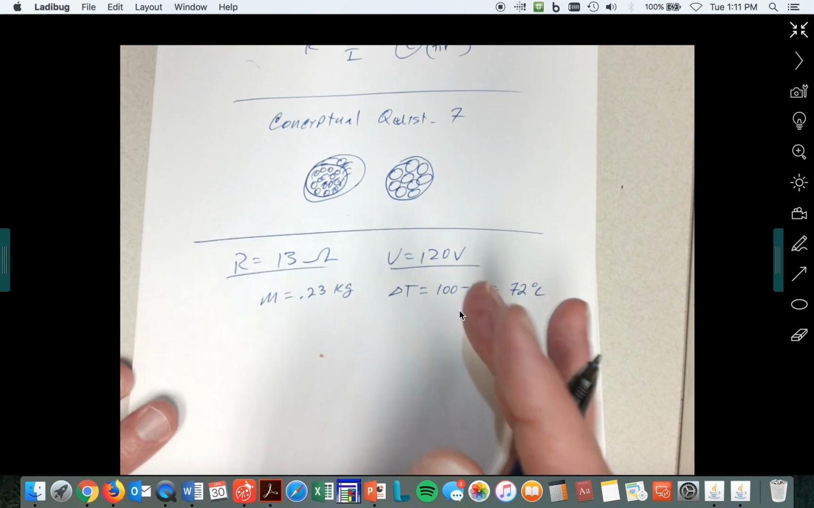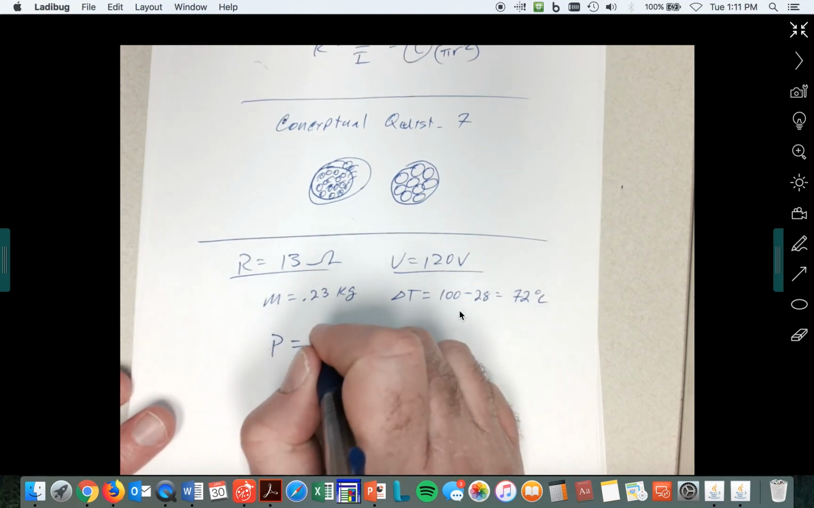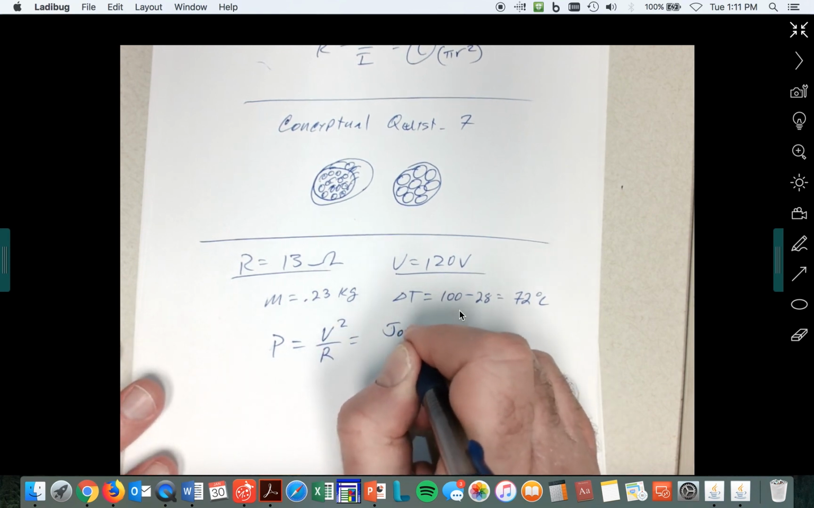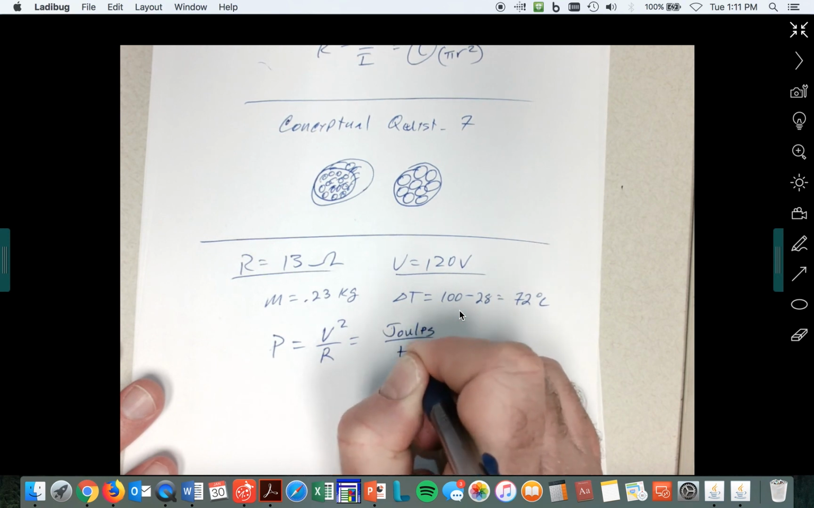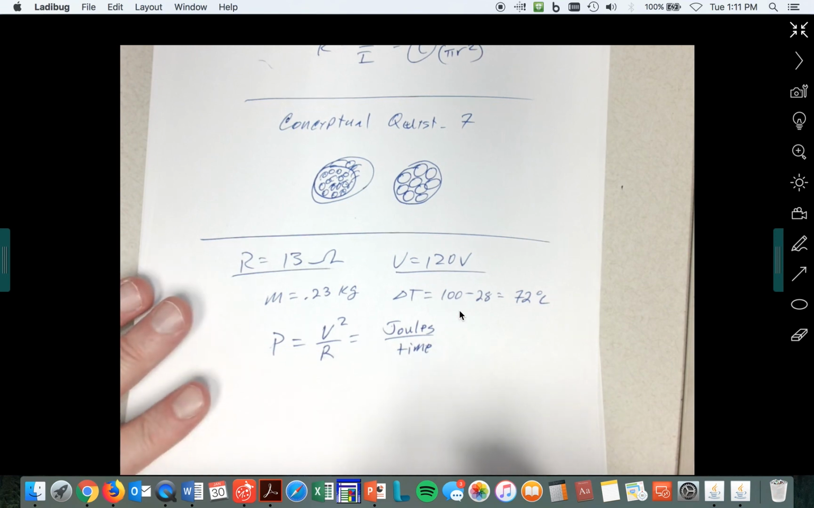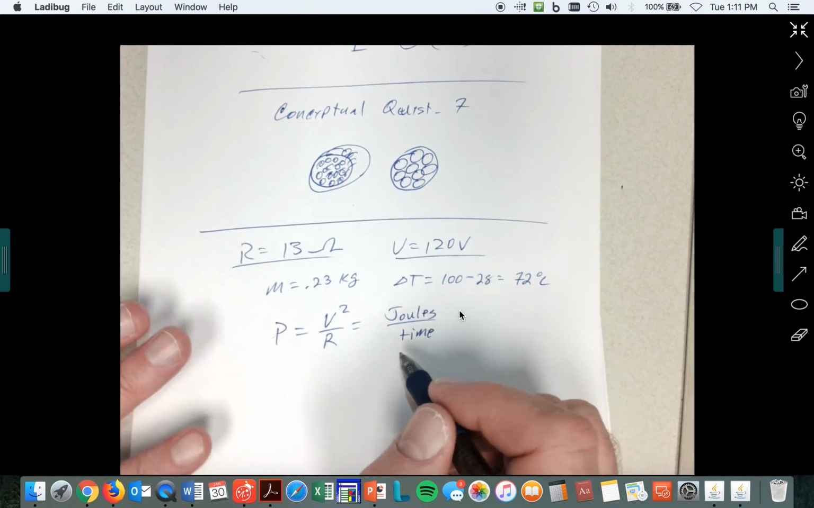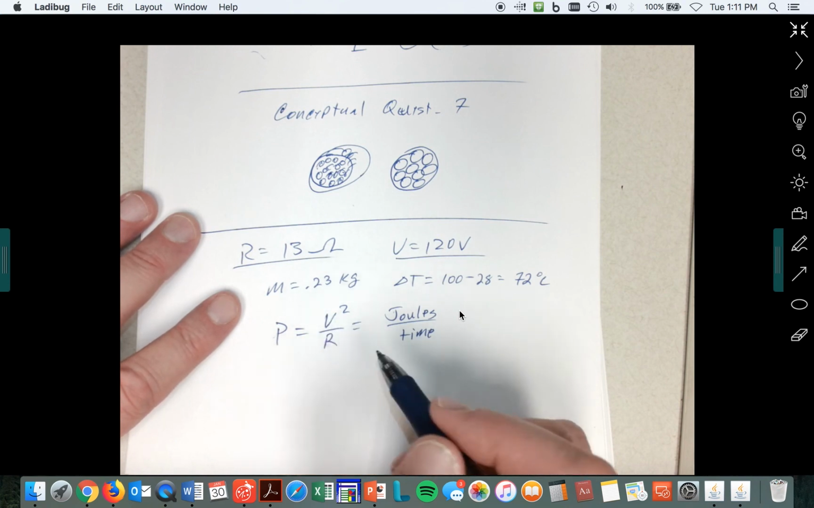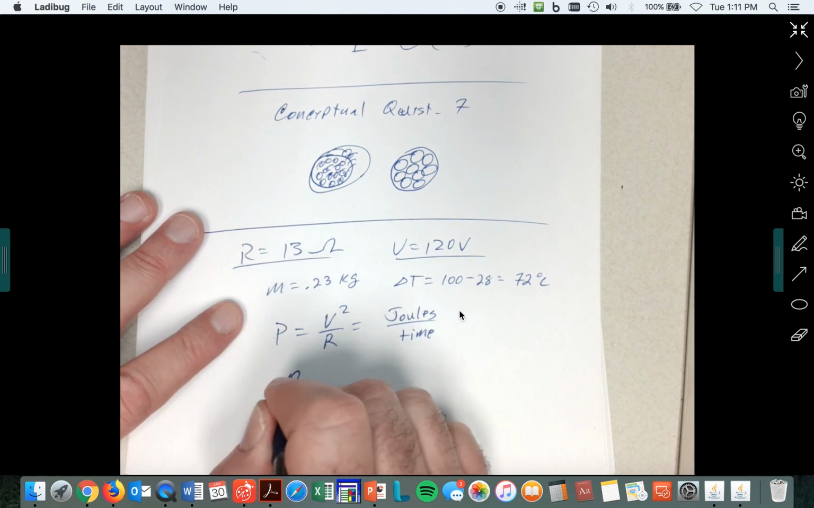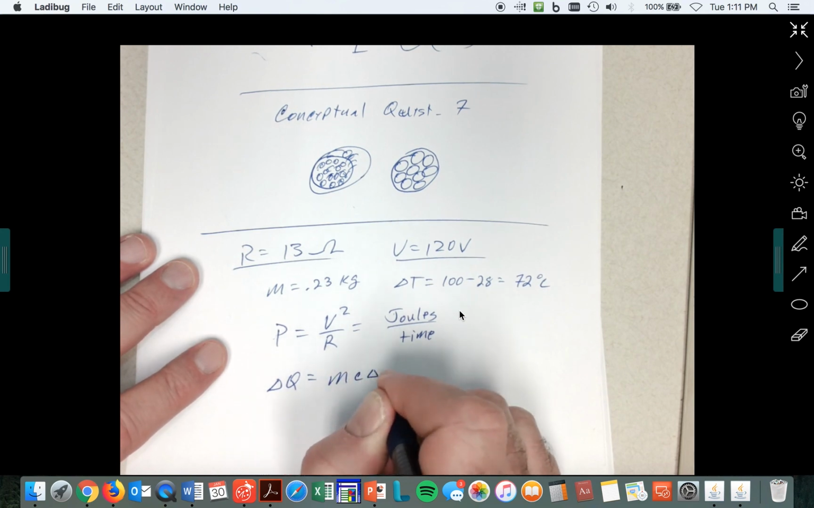Well, here's what we do. We know the power. Power is equal to V squared over R. And we know that power is equal to joules over time. Now I've got to figure out the joules, the change in Q, which is the energy required to heat up the water, and that is going to equal MC delta T.